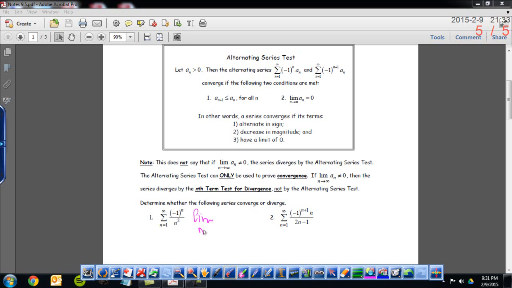So limit as n approaches infinity. And remember, you just take the limit as n approaches infinity of the a sub n part, not the alternating part. So that's just 1 over n squared. And that limit as n approaches infinity does equal 0. And we know that our terms are alternating because of the -1 to the n.